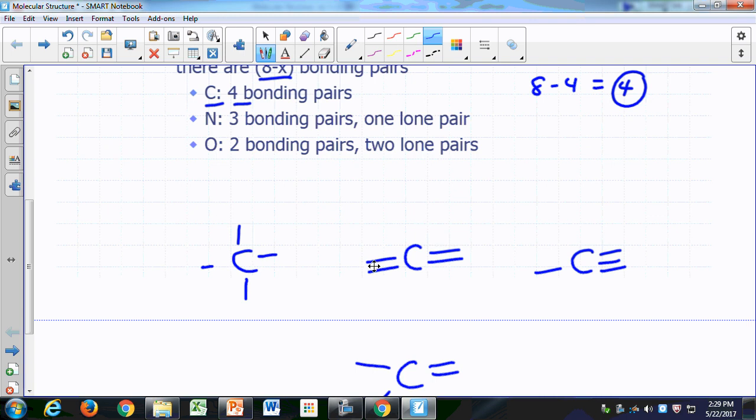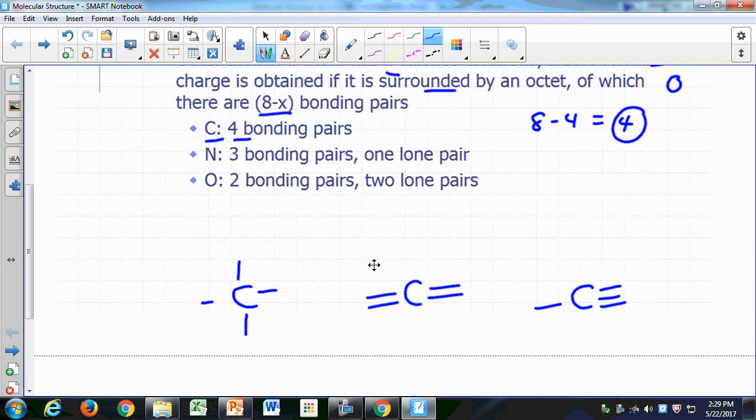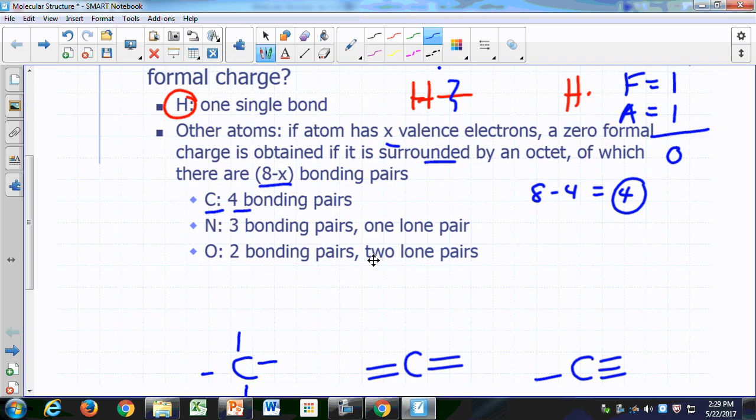Now, nitrogen. In order for nitrogen to have a zero formal charge: a free nitrogen atom has 5 valence electrons, 1, 2, 3, 4, 5. If it owns half of this pair, half of this pair, and half of that pair, that means it forms 3 bonding pairs. 8 minus 5 is 3. If it forms 3 bonding pairs and has a lone pair all to itself, then it will have a zero formal charge. So 5 minus 5 would be 0.